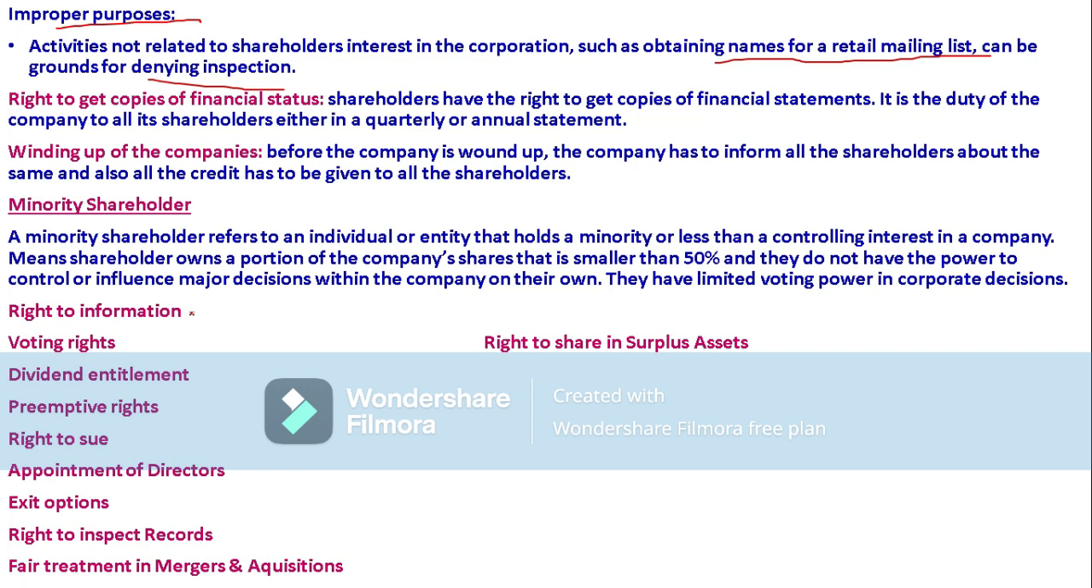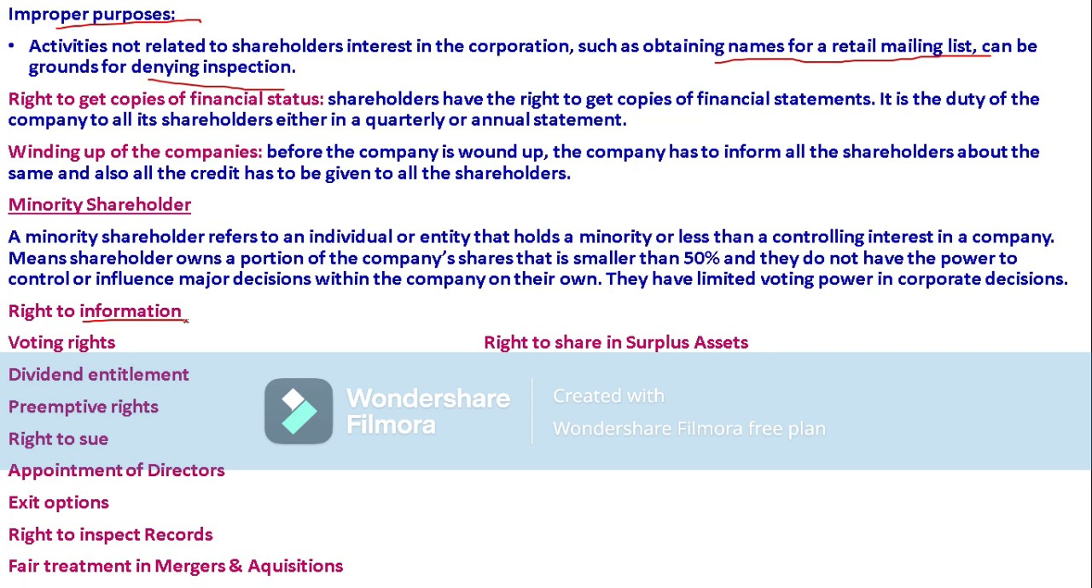Okay, so right to information means access to relevant and timely information about the company's financial performance, operations and strategic plans, and regular updates on major corporate developments and decisions. All these are related to the company's information. The relevant and timely information should be produced to the shareholder.